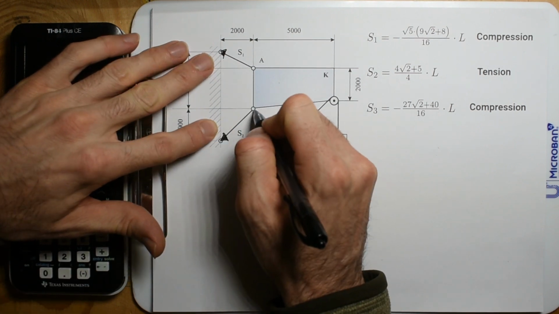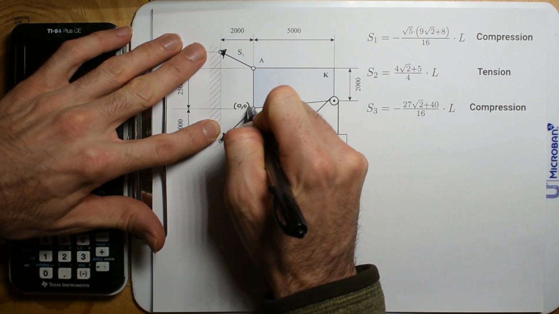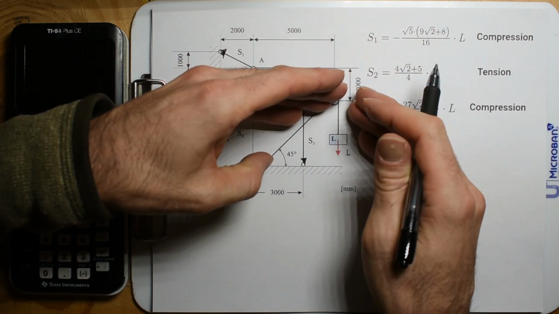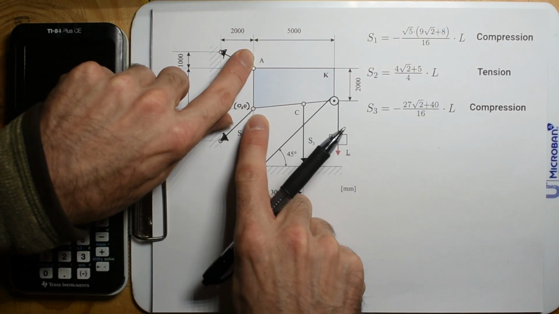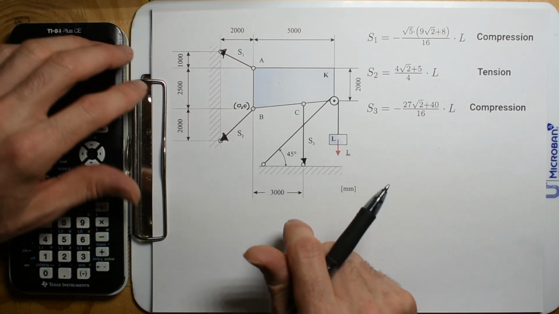So for all these, I've just chosen this point B to be 0, 0 because it's kind of the lowest and it's in the farthest left-hand corner. So I can say this is the positive Y direction, this is the positive X. That made the most sense for me.